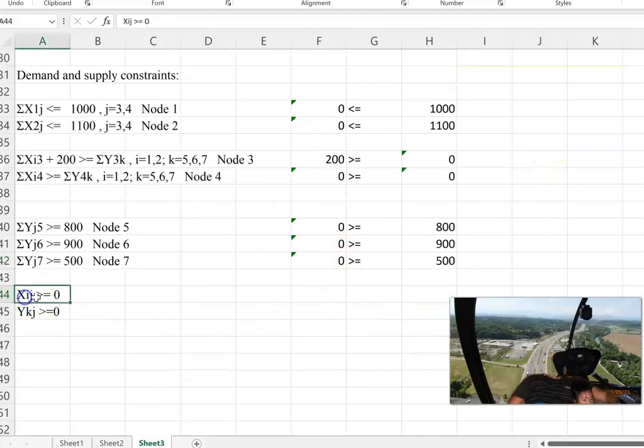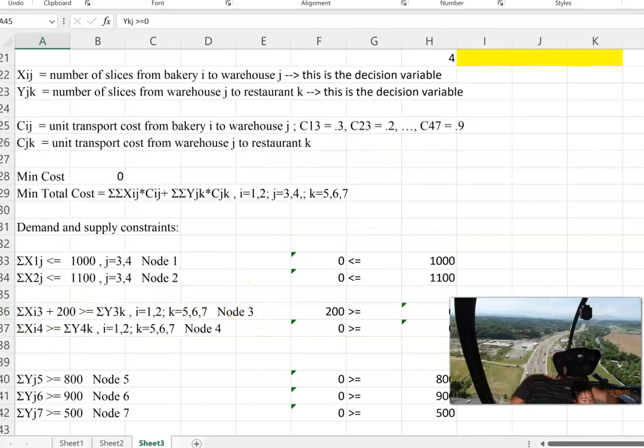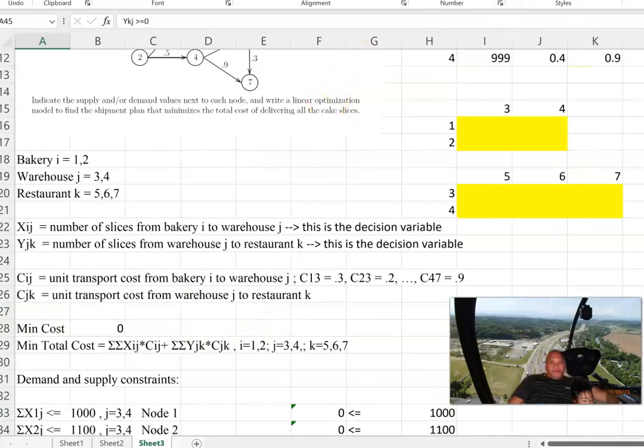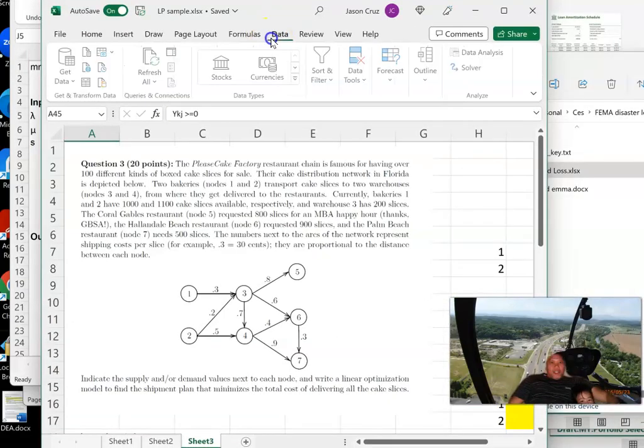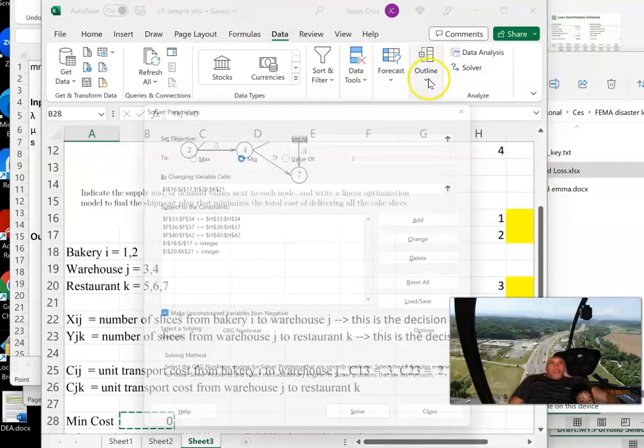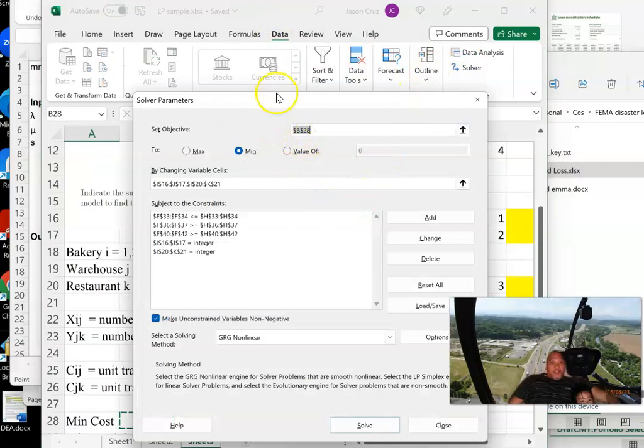Now obviously we have here that xij and yjk must be integers. Now let's put the solver here. So we go with Data, we say Data Solver, and then we put this thing. First off, we want to minimize the cost.